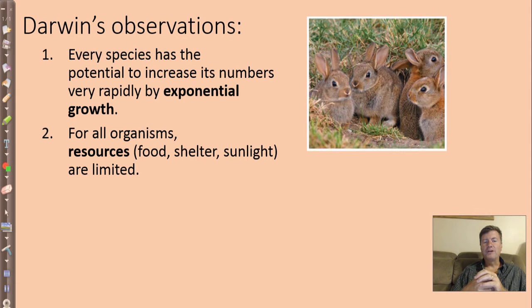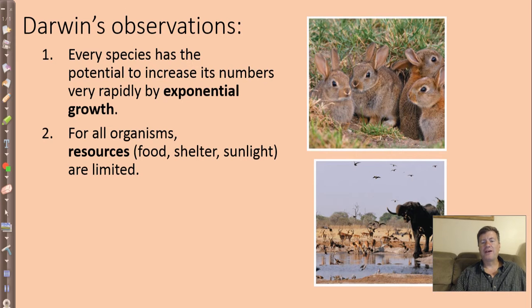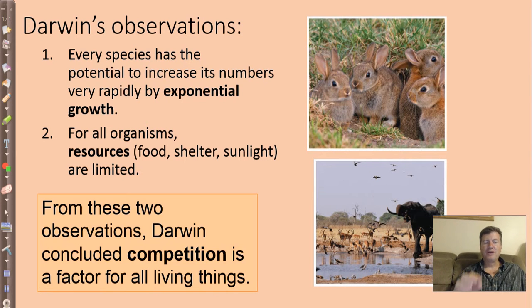But for all organisms, resources are limited, and so in fact we do not see unlimited exponential growth. So with these two observations, Darwin said if there's the potential to grow big and yet resources are limited, competition has to be a factor. In other words, not every population can grow huge because there's not enough resources to let it do so.